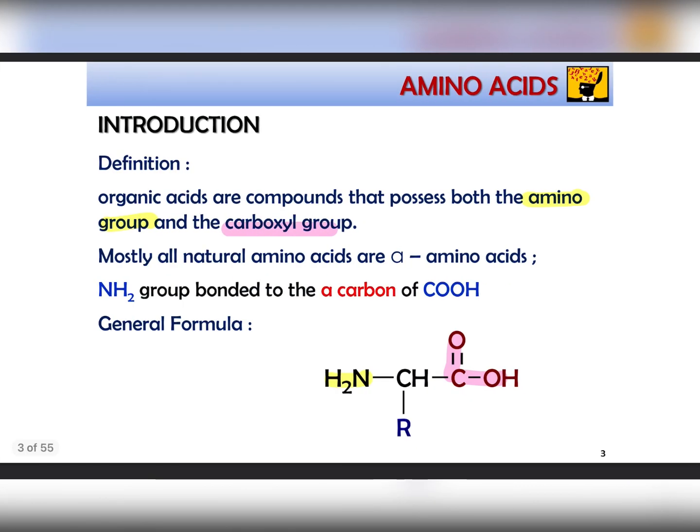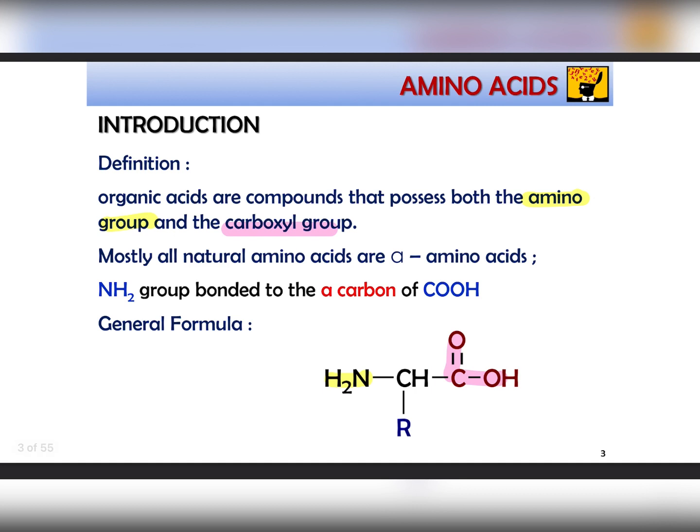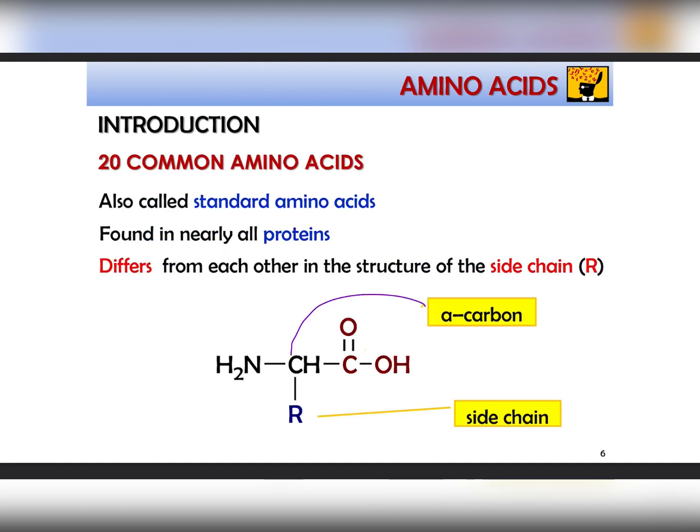So the introduction is amino acid, it possesses ataupun dia mempunyai both. The first one is amino group di sini and carboxyl group di bahagian at each end. Okay, so satu hujung amino group, satu lagi hujung adalah carboxyl group. Okay, so there are 20 common amino acid yang kamu akan jumpa after this, and tak perlu hafal, you just need to be familiar. Yang penting kamu tahu cara untuk naming according to IUPAC, and from the IUPAC naming kamu boleh draw out the structure.